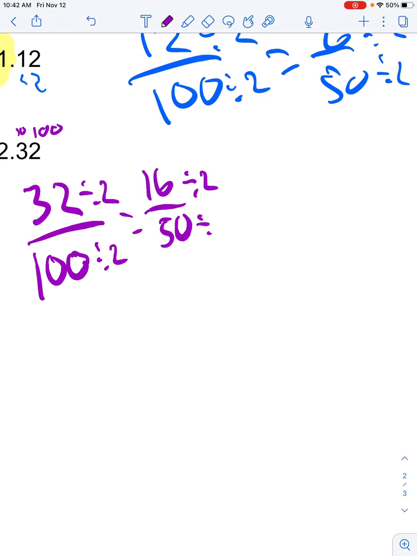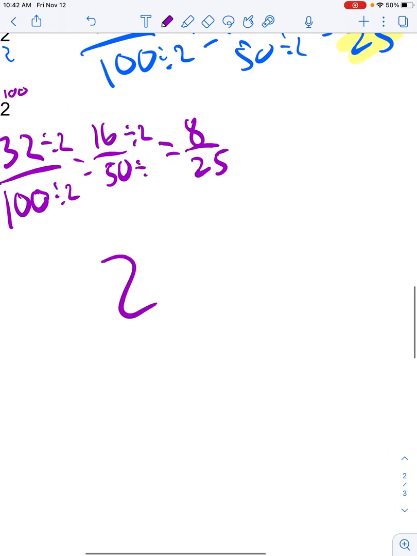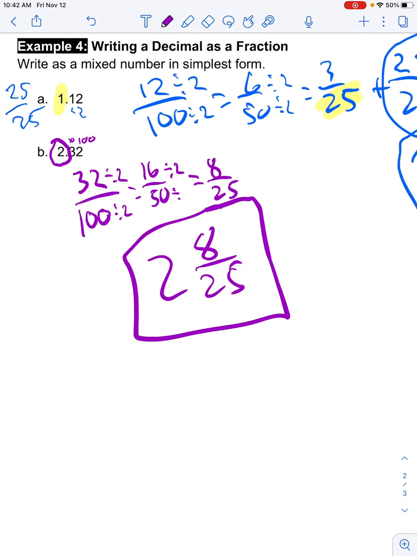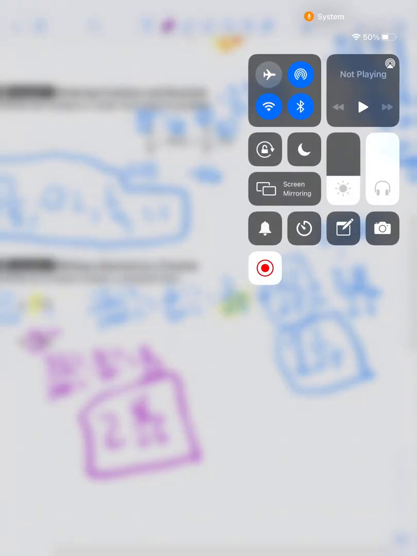They're both even still. Mr. Larson is going crazy today. 16 divided by 2 is 8 out of 25. And 4, 8, 12, 16, 20, 24. Nope, I don't think there's any more we can do. But, again, this was a 2. So we got to say that it's 2 and 8/25 as a mixed number.